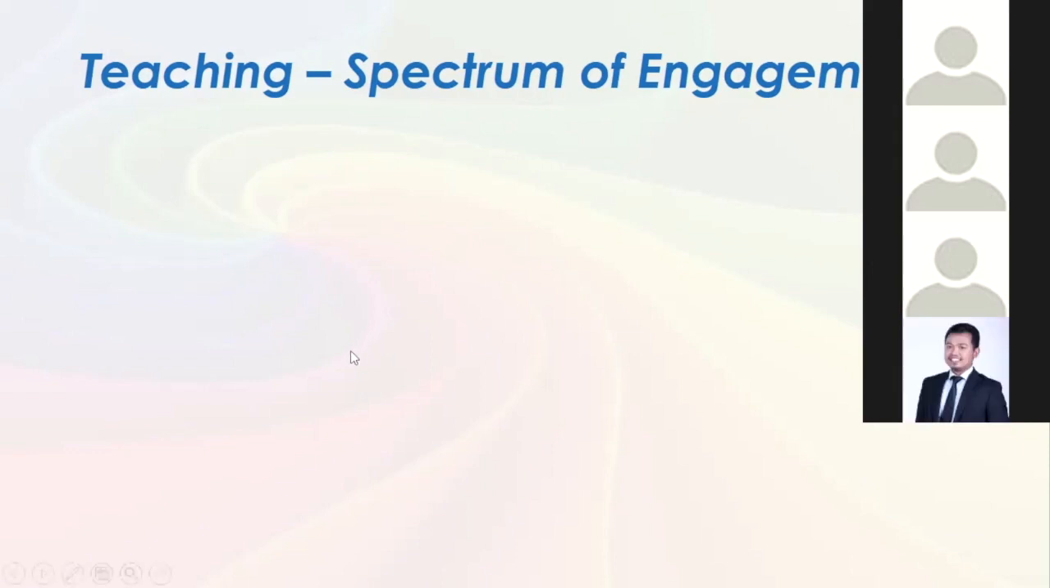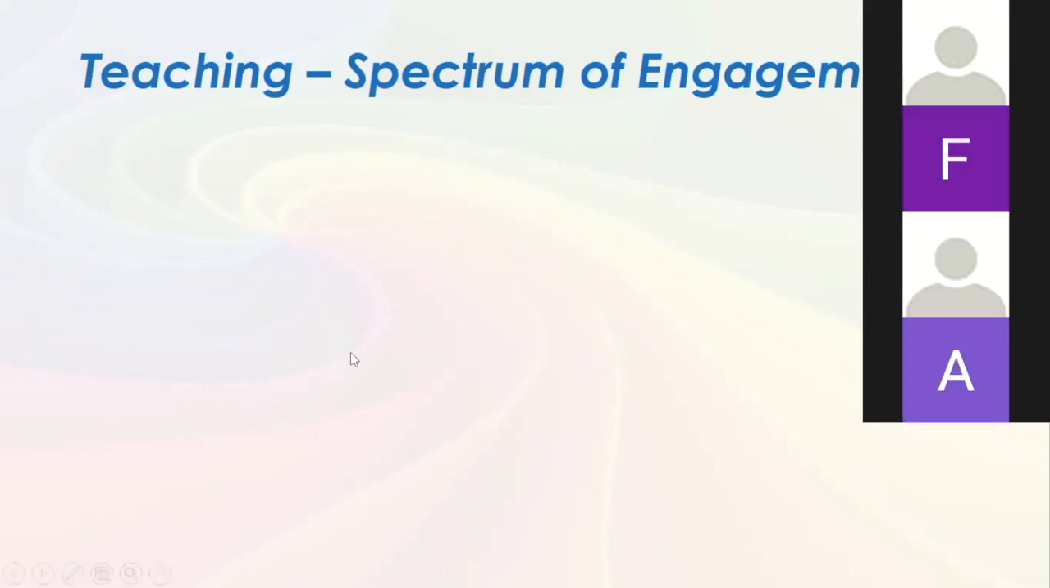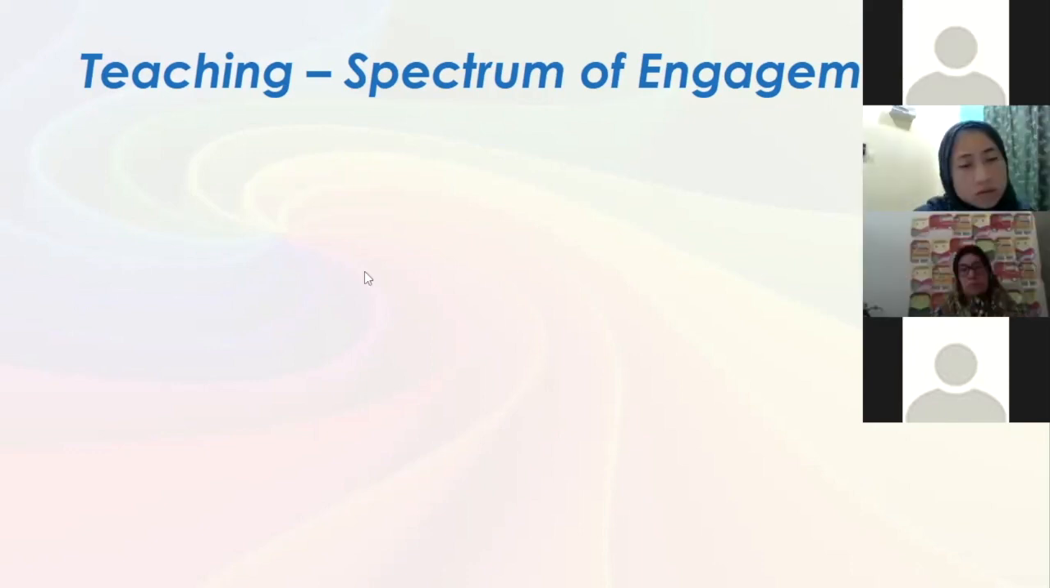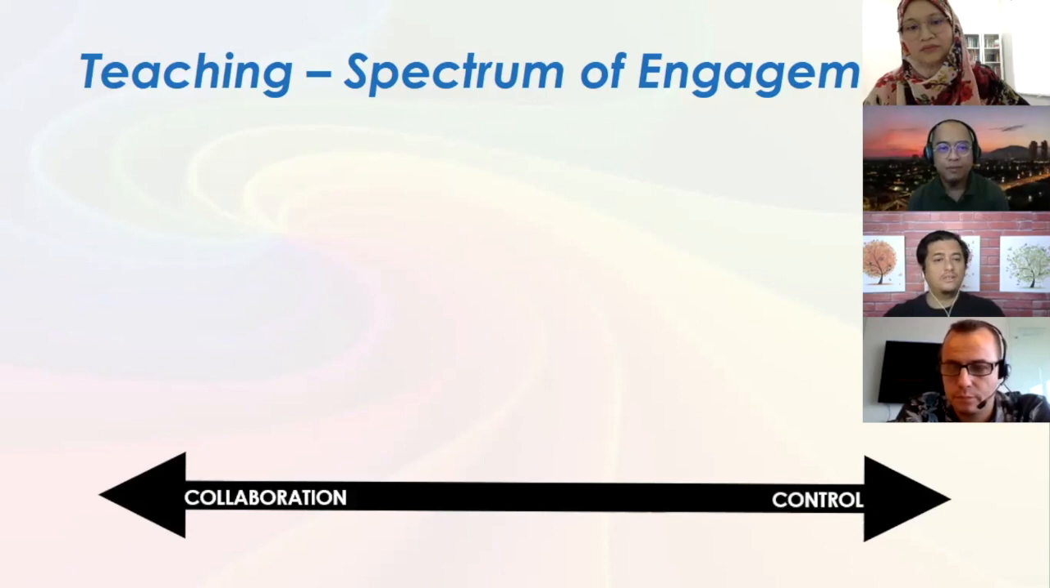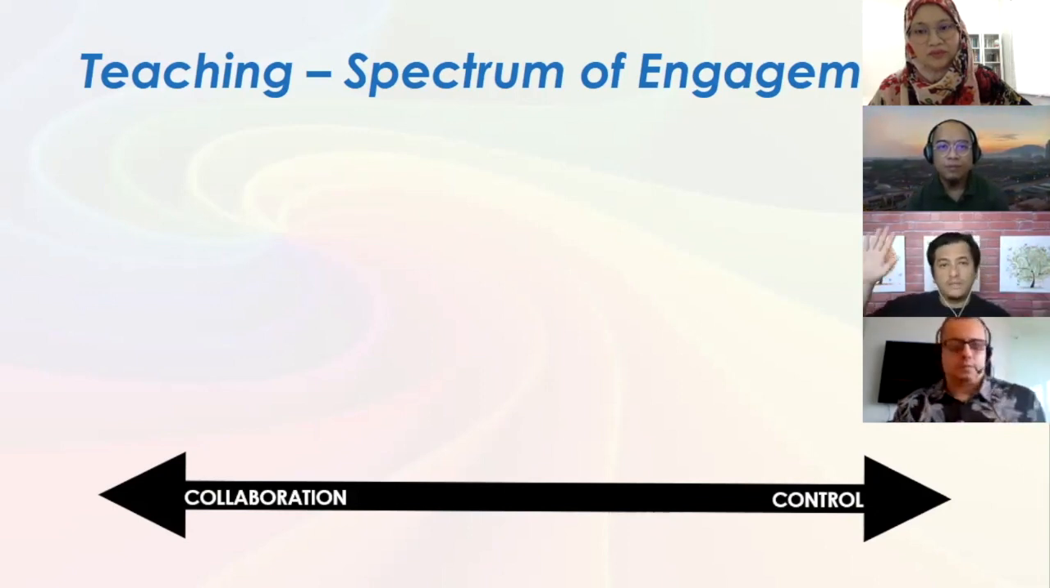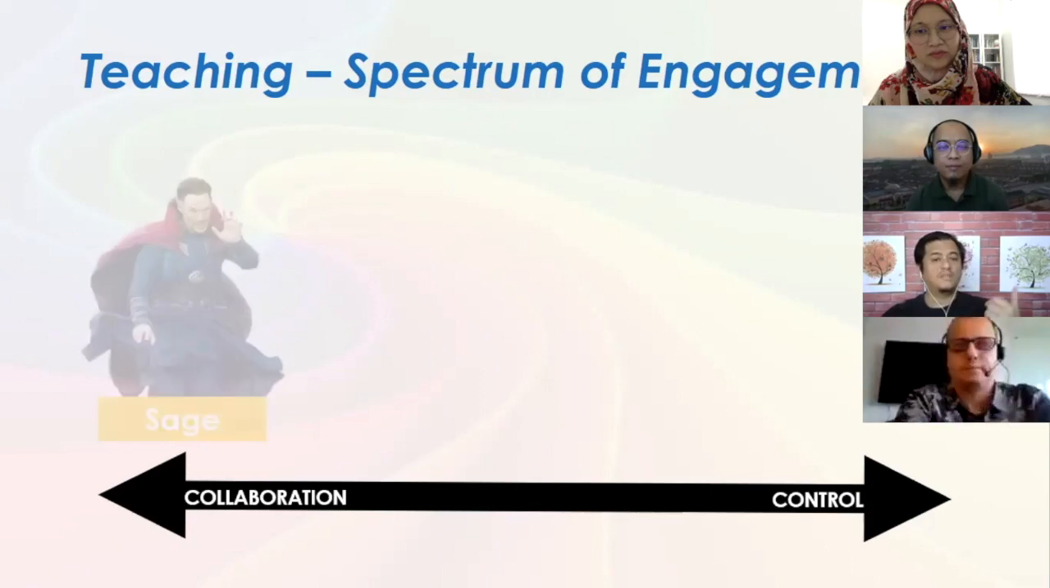So here's what I want to share with you. When I say that the teacher is more important than the tool, I want to talk to you about the teaching spectrum, right? Spectrum of engagement. What are the approaches that you can use? I call this the teaching spectrum of engagement. The spectrum goes from collaboration, where we work a lot with them, we co-discover with them, to control, saying this is the only way to do it. Don't deviate from this, okay? So what are some examples?